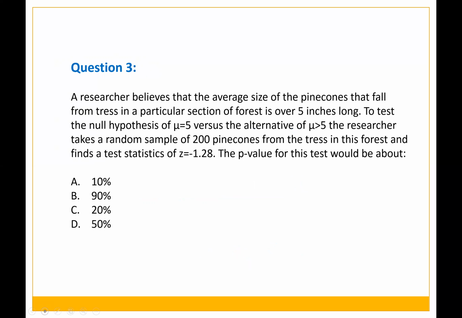The third one: a researcher believes that the average size of the pine cones that fall from trees in a particular section of forest is over 5 inches long. So I would say the null hypothesis is the average height is equal to 5 and the alternative is more than 5. To test the null hypothesis versus that, take a random sample of 200 pine cones from the trees in this forest and find a test statistic of z equal to negative 1.28. The p-value for this test would be about.